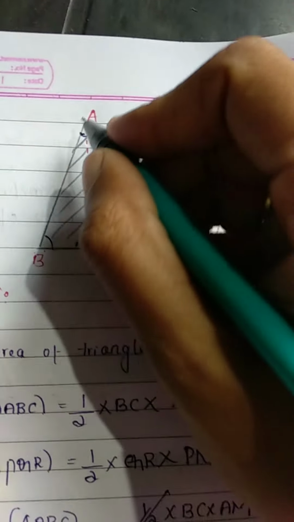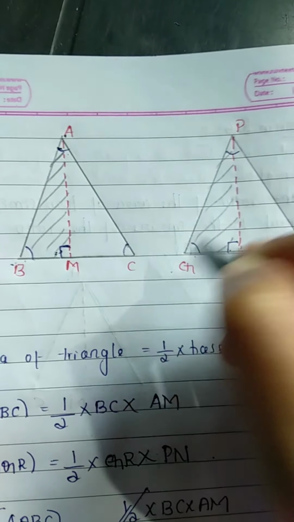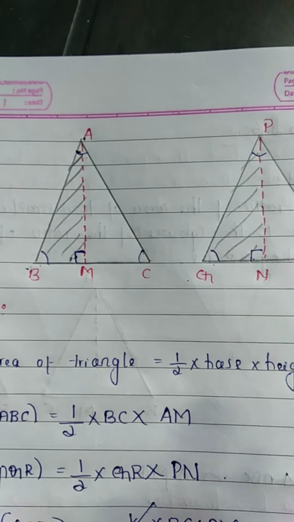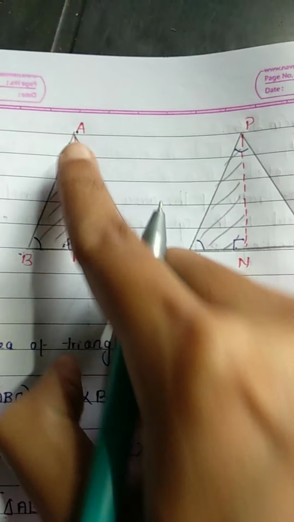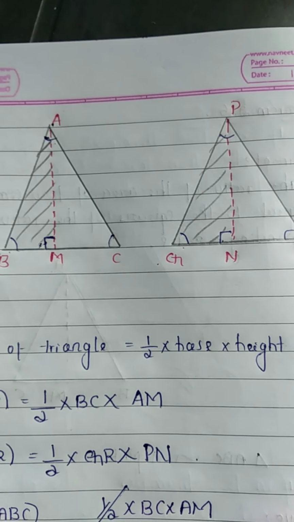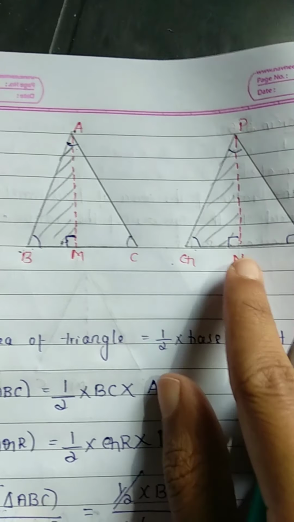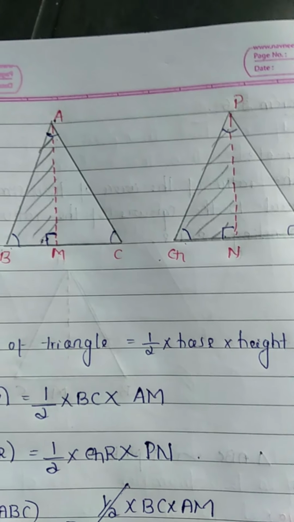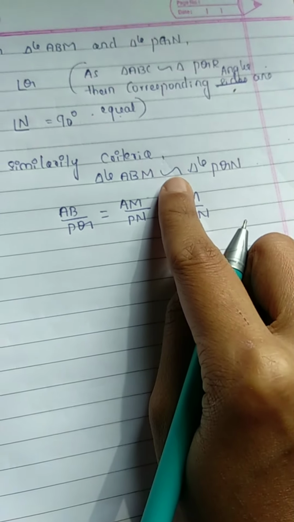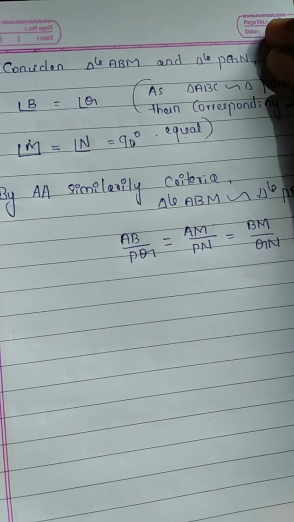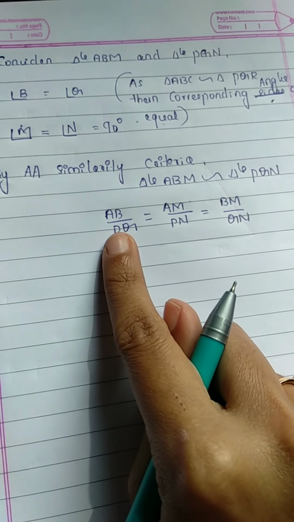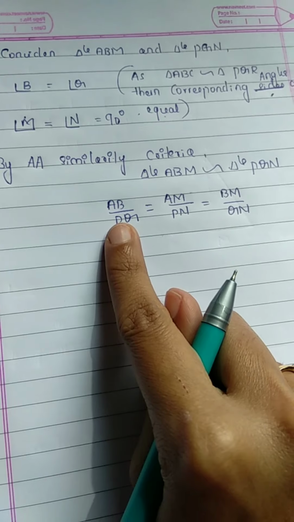So we write the ratio AB by PQ equal to AM by PN equal to BM by QN, using the definition of similar triangles. We get corresponding angles are equal, so we write corresponding sides are divided in the same ratio.